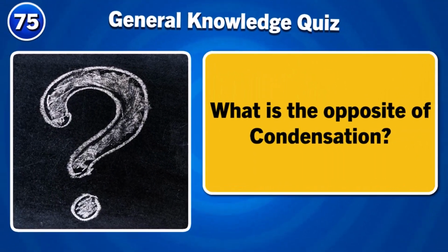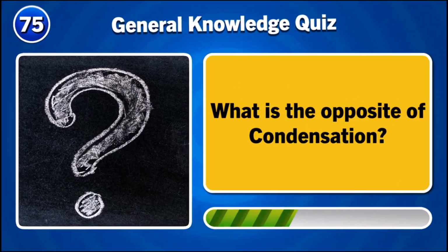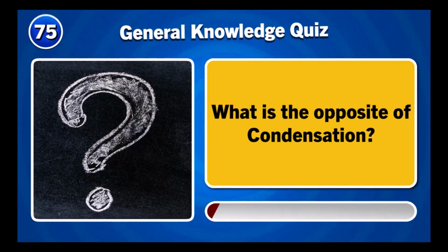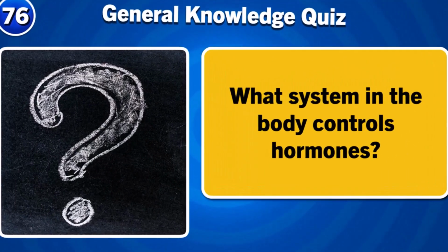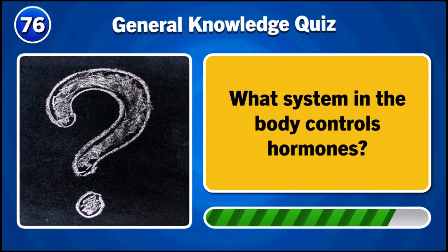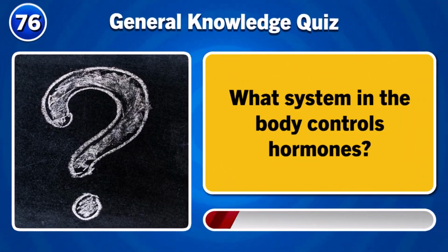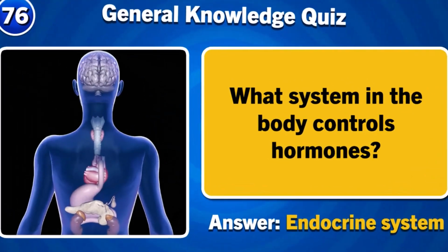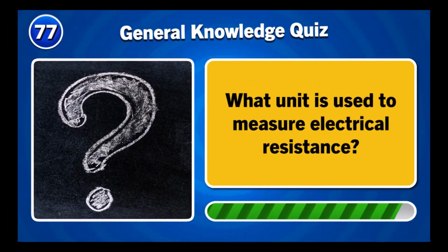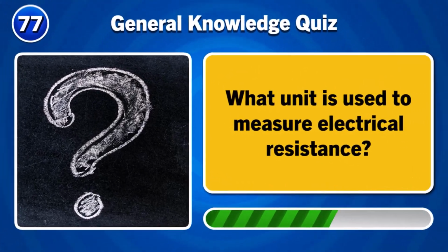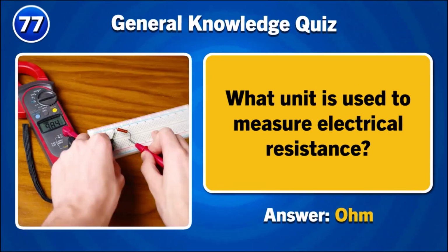What is the opposite of condensation? Evaporation. What system in the body controls hormones? Endocrine system. What unit is used to measure electrical resistance? Ohm.